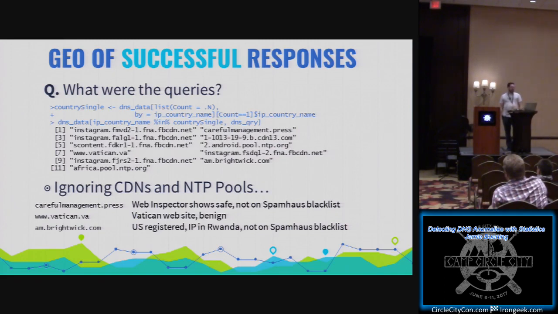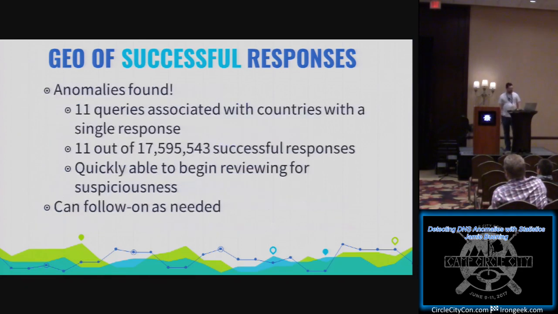www.vatican.va is the legitimate Vatican website, so it's benign, not really of interest. And then ambrightwick.com. It was pretty easy to figure out it was a U.S. registered domain. It happens that the IP is in Rwanda, but again, it wasn't on a blacklist.